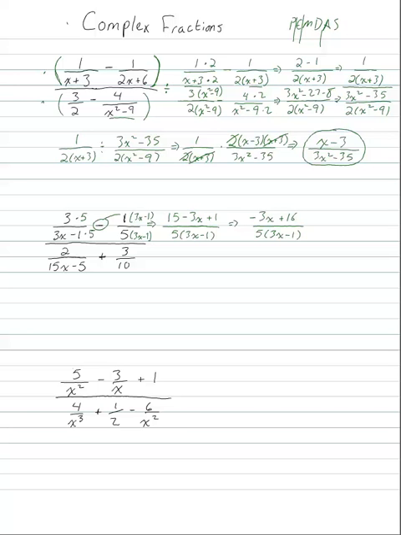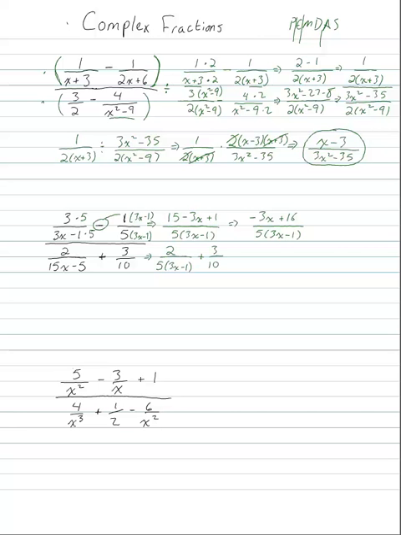Okay, so let's look at the denominator. Denominator, 2 over 15x minus 5 plus 3 over 10. This one I can factor. So I'm going to factor the first fraction, 2 over, I'm going to pull out a 5. That'd be 3x minus 1. Second fraction is just numbers, so I'm not going to factor it.